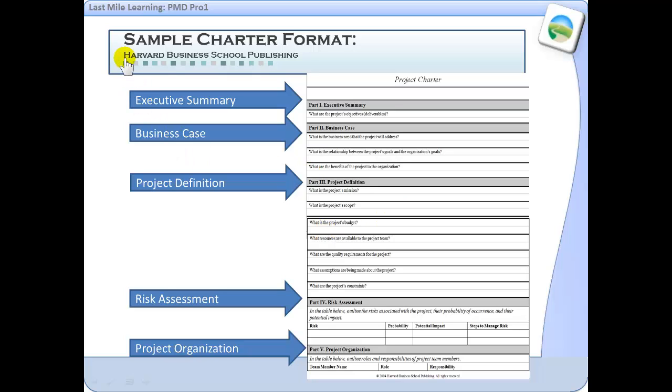Here's an example of a sample charter format, and there are many. This one I just got off the internet from Harvard Business School Publishing. And this one actually has these categories of executive summary. It has the business case, and in the NGO community we probably would call that the objectives related to the needs that exist, the project definition, the risk assessment, and I'll talk a little bit more about risk, and then the project organization.